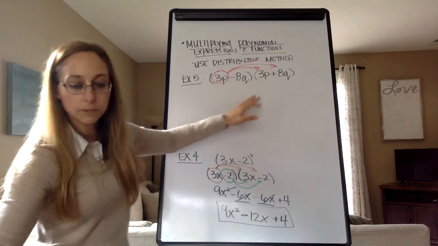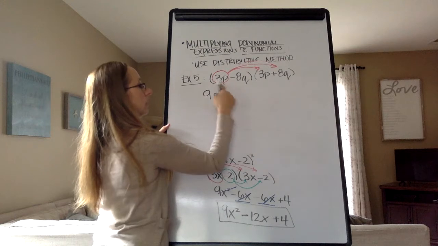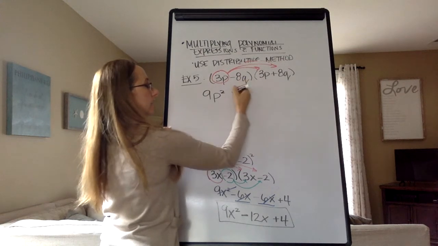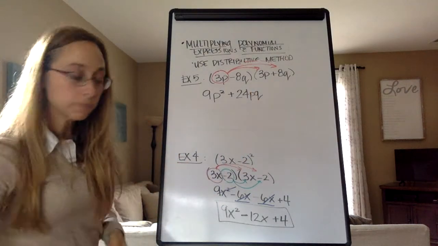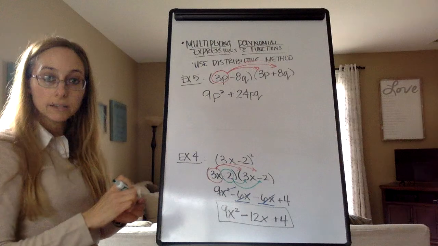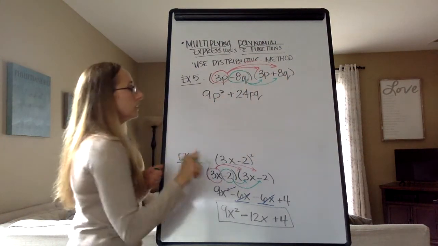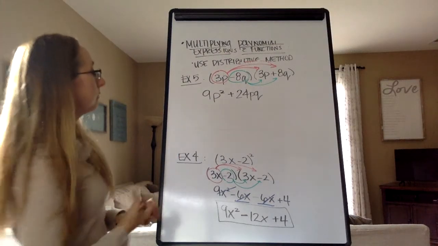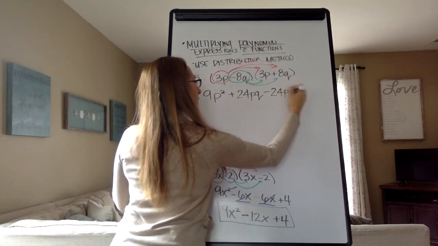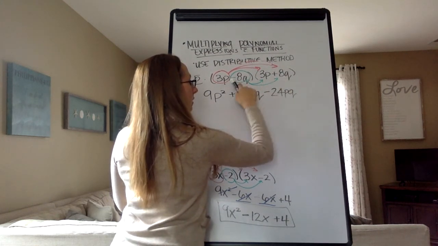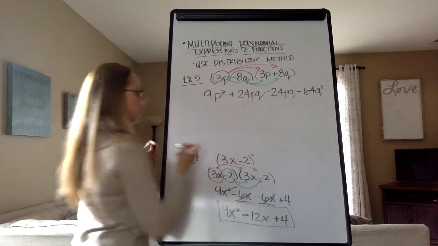So 3p times 3p gives you 9p squared. 3p times 8q, 3 times 8 is 24pq. And then same thing, we're going to take that negative 8q and distribute that to both terms as well. So negative 8q times 3p is minus 24pq. And then negative 8q times positive 8q is negative 64q squared.